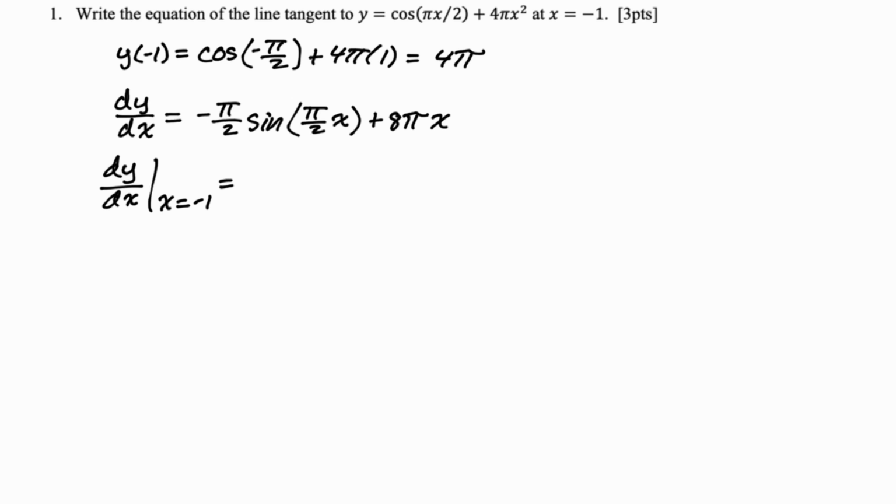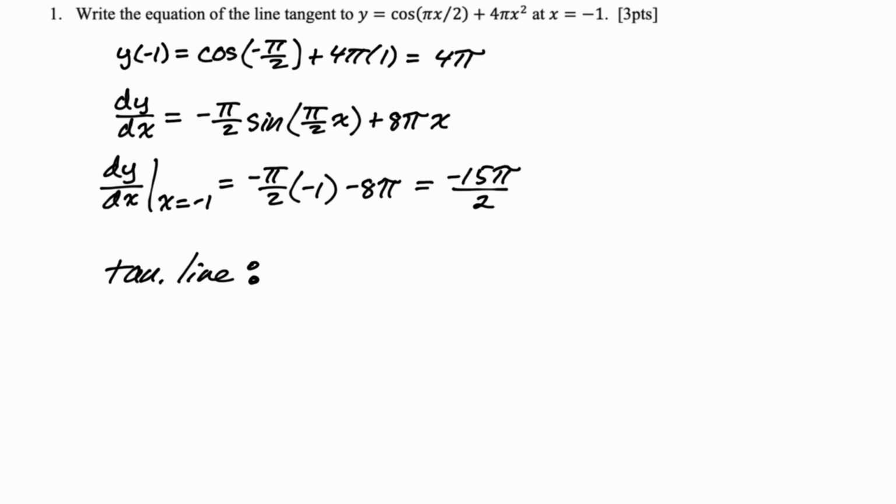And then the sine of negative pi over 2 is going to be the sine of 3 pi over 2, which is -1, and then obviously minus 8 pi. And so this is -16 pi over 2 plus pi over 2, so -15 pi over 2. And then we will write the equation of the tangent line because that's what we were asked for. So write it in point slope form and leave it and move on to the next question.